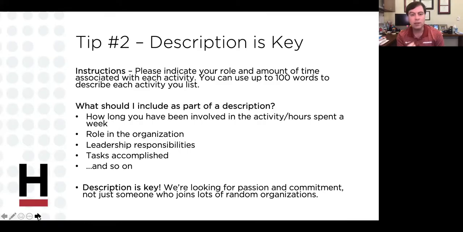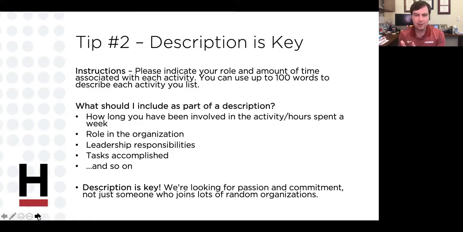Are you a member? Do you have a leadership role? If you are a leader, what are your leadership responsibilities? If you're president of a club, what does it mean to be president? What do you have to do as president? You can include that, tasks accomplished, and so on. You only have 100 words, but you need to put some description.